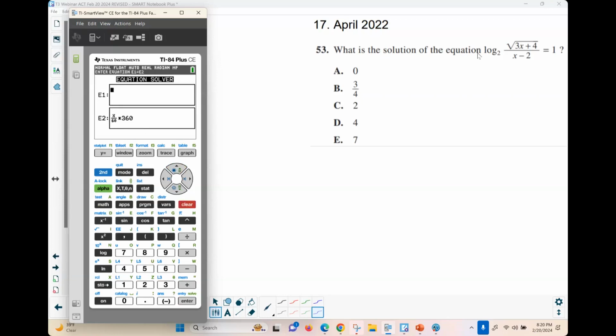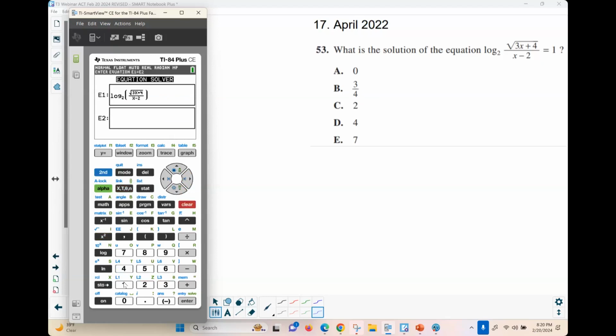So I'm going to type in the left-hand side just as I see it here. And so that's going to be under alpha window. And number 5 is log to different bases. So I'll do log to the base 2. And then inside the parentheses will be this fraction. So I'll do alpha and then y equals to get the fraction template. Second x squared gets me the radical sign, and I have to put that 3x plus 4 under there and put this all over x minus 2. Enter, and clear this out.